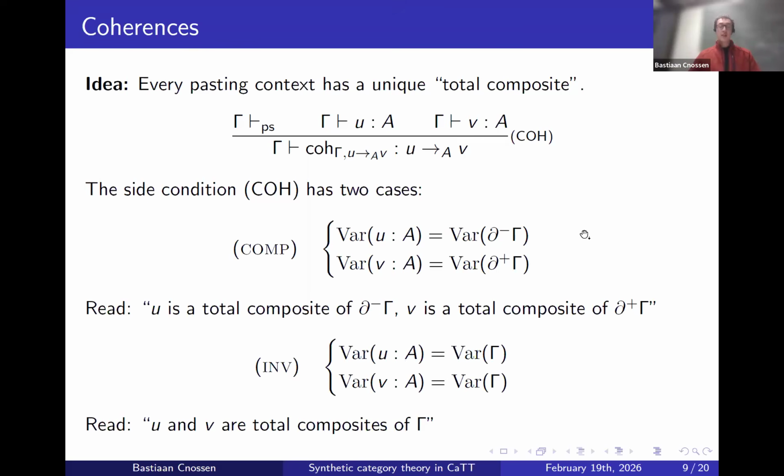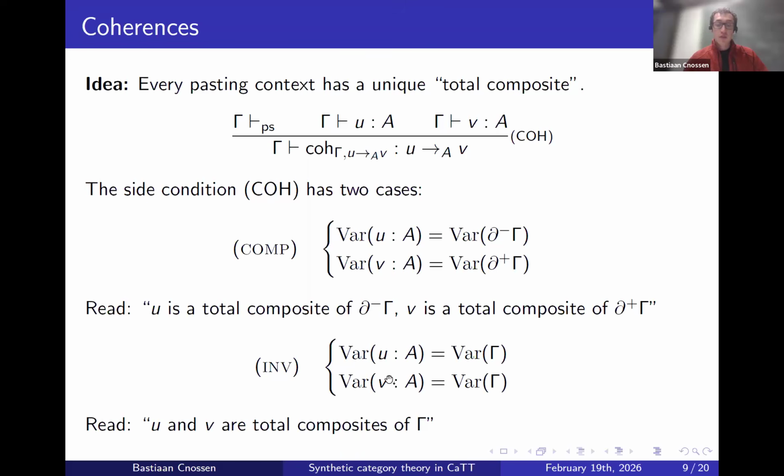And then there is a second side condition that could be satisfied, which is that U and V are both total composites of the entire context. So in other words, U and V must both be using up all the free variables in the entire context. And then we get a map from U to V, but notice that this condition is symmetric. So we actually, in this case, also get a map from V to U.